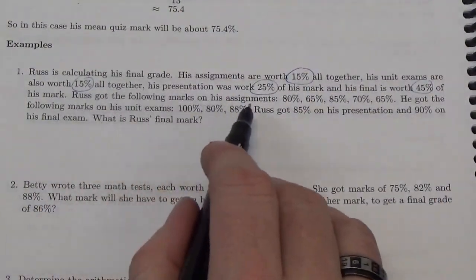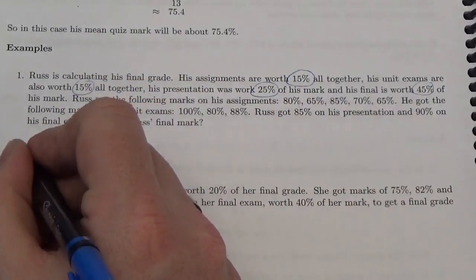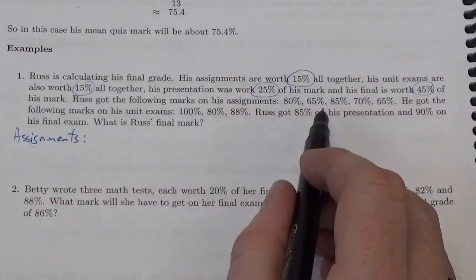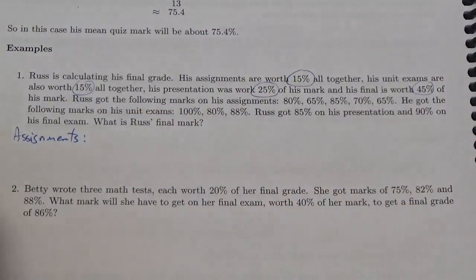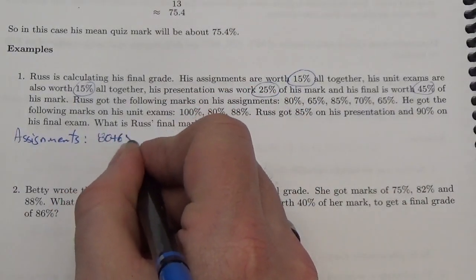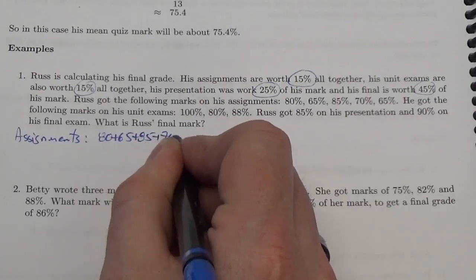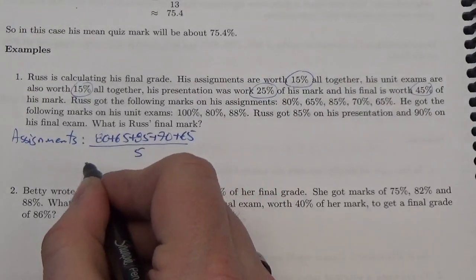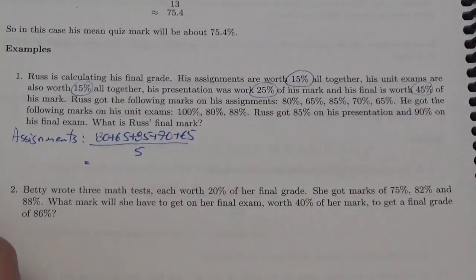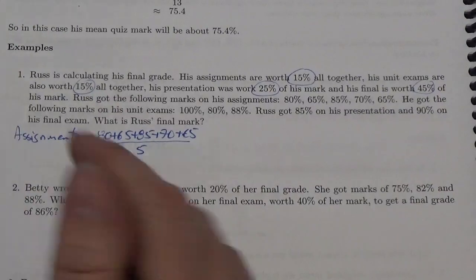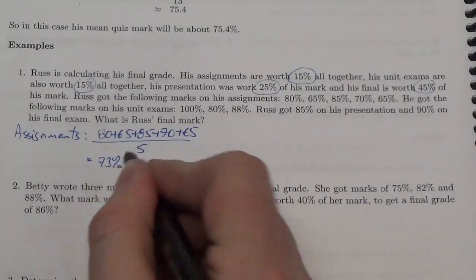Now, Russ got the following marks on his assignments. So what we need to do here, first of all, if we're going to calculate his mark here, is we got to figure out what his assignments mark should be. So he has 80, 65, 85, 70, and 65. There's 1, 2, 3, 4, 5 assignments here. So his average mark on his assignments here, and I just have to do this on the calculator off to the side here, is going to be 73. So 73%.